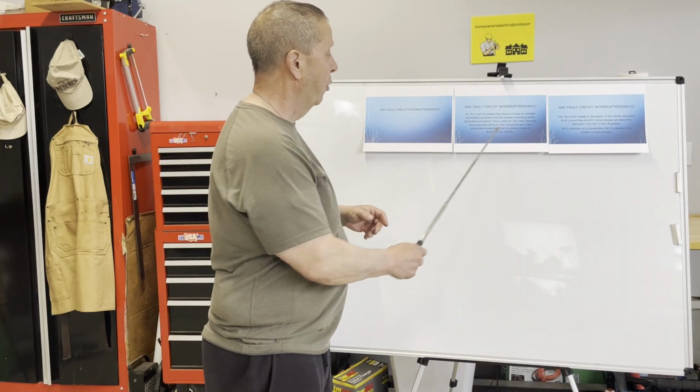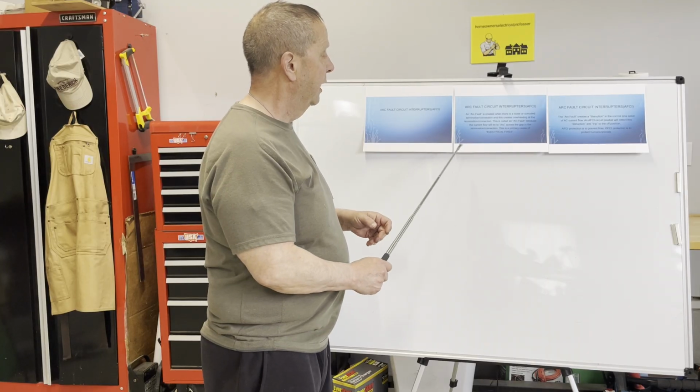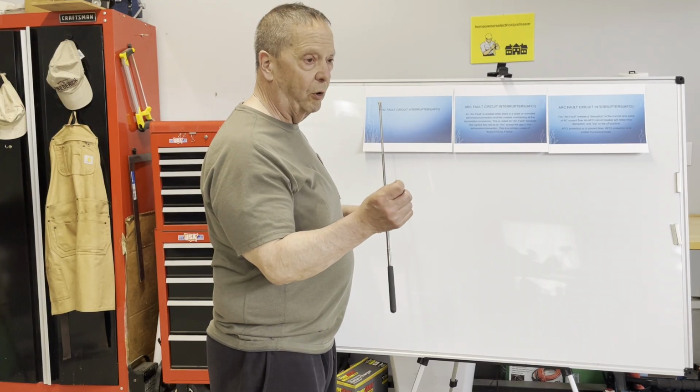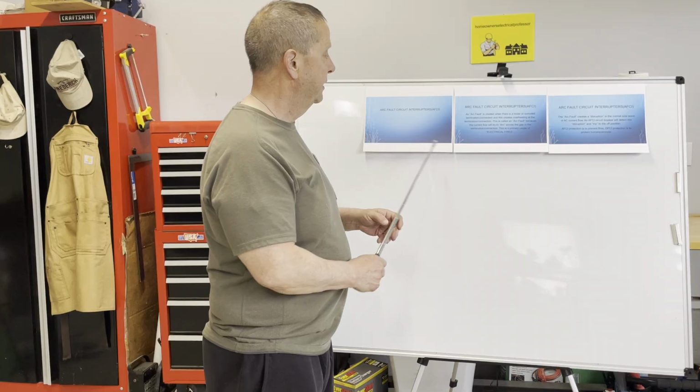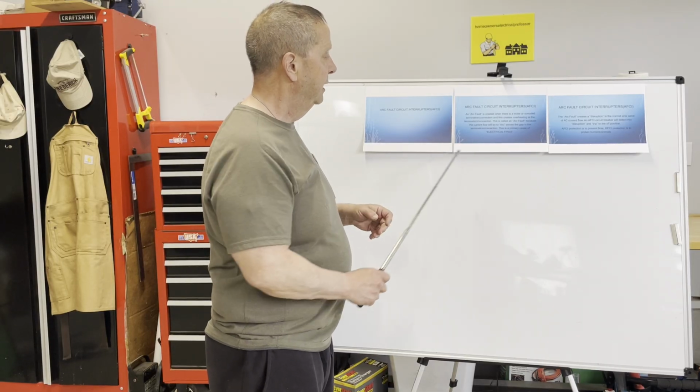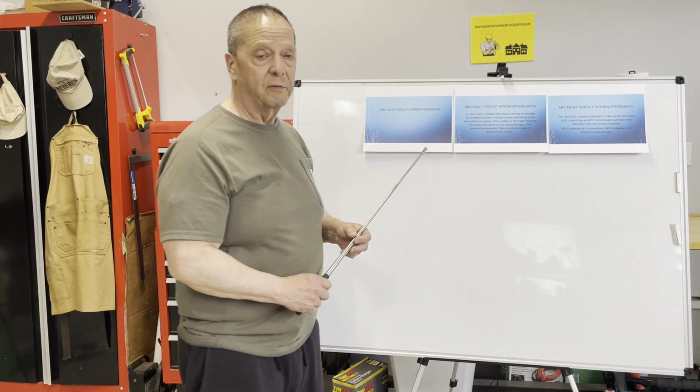This is called an arc fault because the current flow will try to arc across that little gap in the termination or the connection. This is a primary cause of electrical fires.